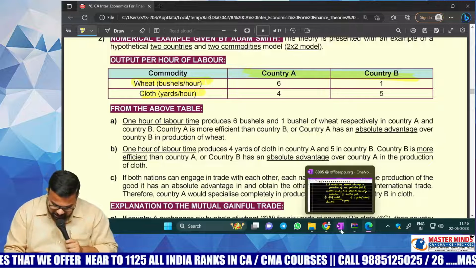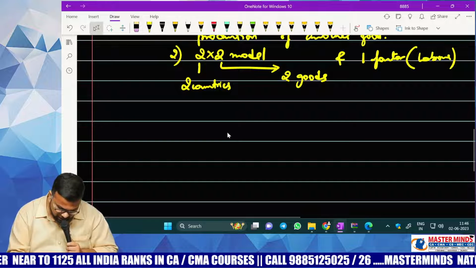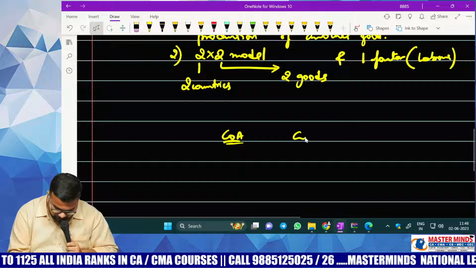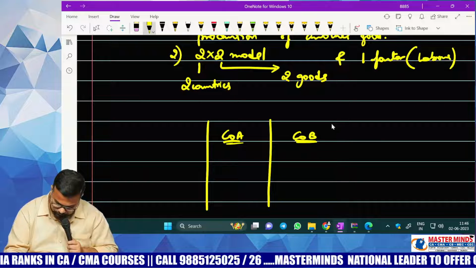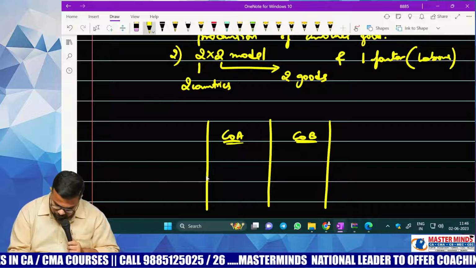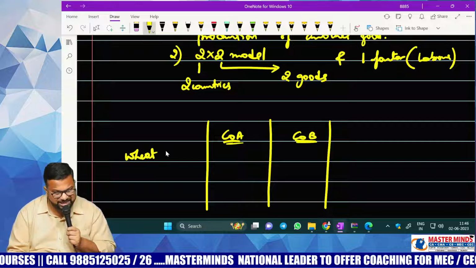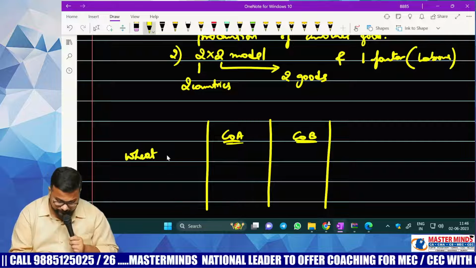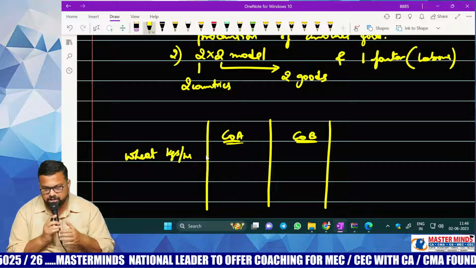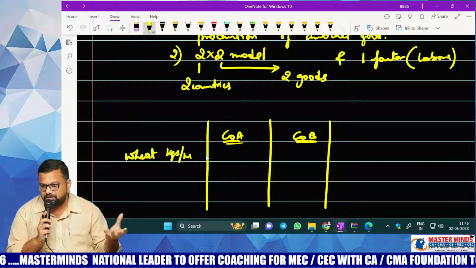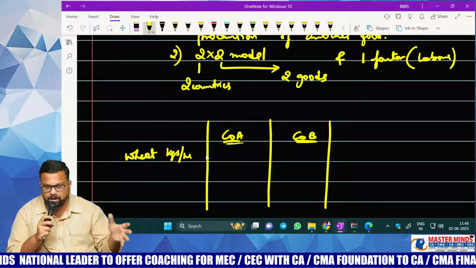Okay, so I will take the same example. Country A, country B. Now you need to help me out with the values, Nana. Okay, so wheat. There they have taken it as bushels. I will take it as kgs per hour. Bushels means in olden days, Nana, they used to measure in quantity rather than in weights.